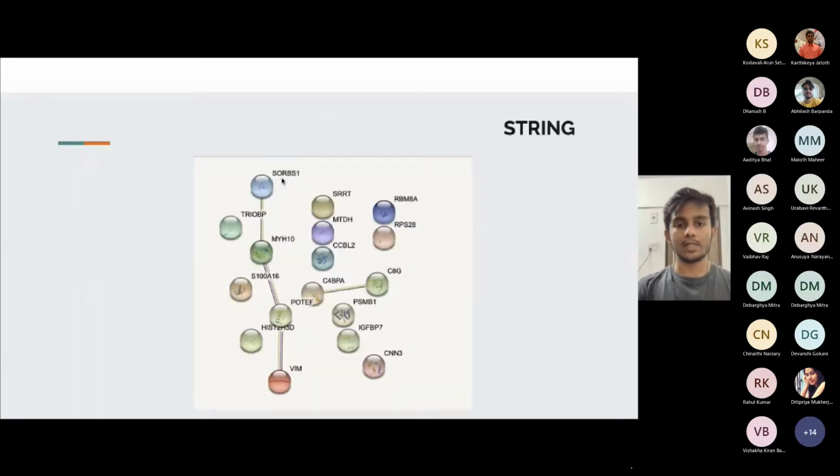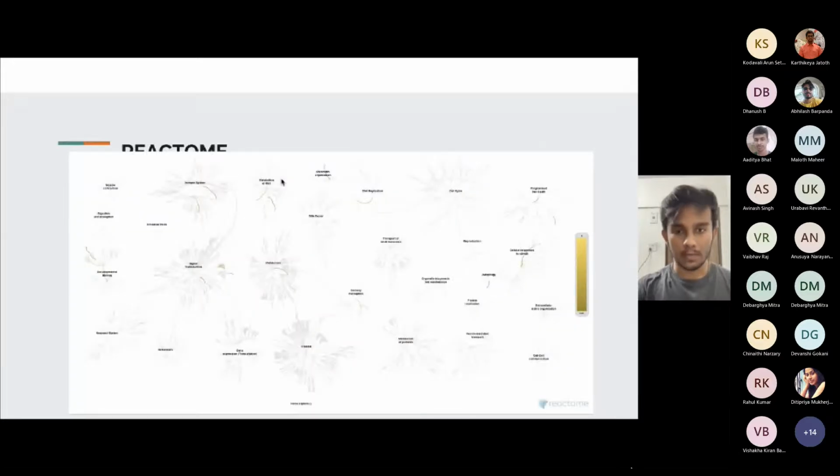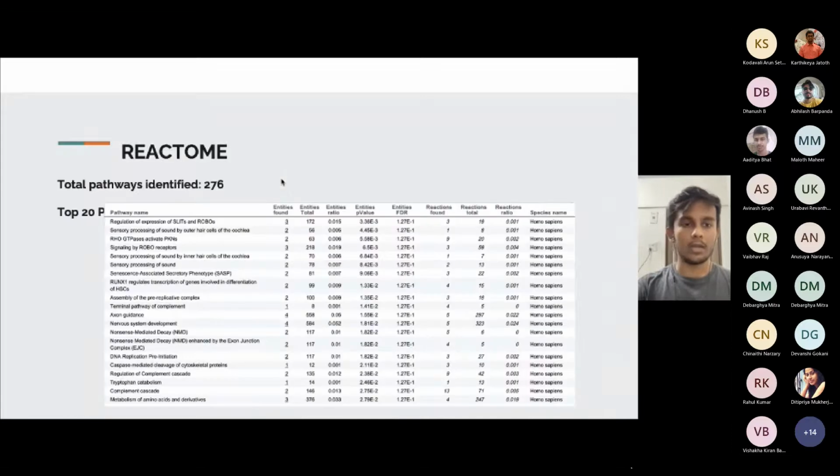For STRING, you can see that there are 2 clusters, one having 4 nodes, the other having 2 nodes, and the others are disjoint, so they're unrelated to each other. Now we'll have a look at the Reactome output, which is here in front of you. There are a total of 276 pathways identified by Reactome, and I have kept the top 20 pathways here.